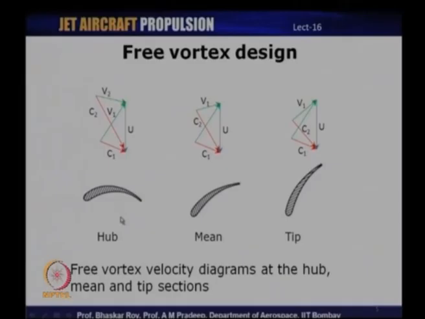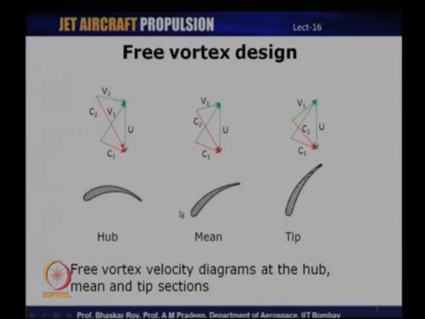Now, let us take a look at the hub section, where we have the velocity triangle at the inlet and exit of the blade. In this velocity triangle, C1 is the absolute velocity entering the blade at the leading edge at the hub, V1 is the corresponding relative velocity, and U is the blade speed. At the exit we have C2, which is the absolute velocity exiting the blade, and V2, which is the relative velocity exiting the blade.